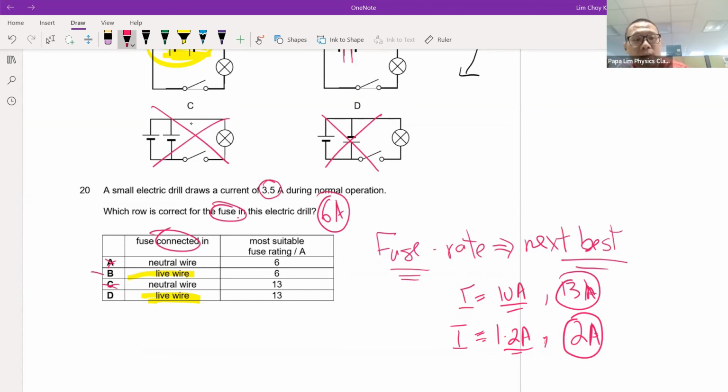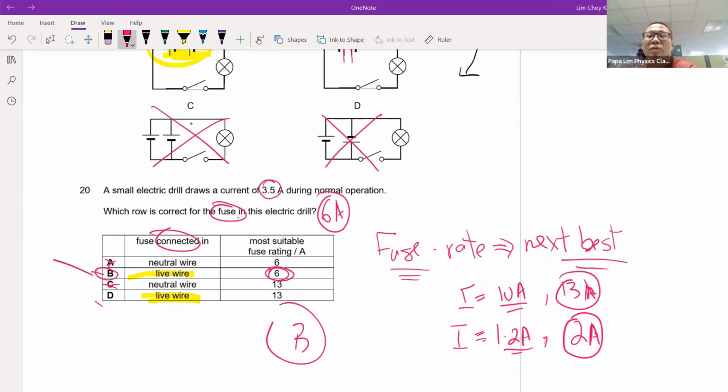So if you look at options B and D, the next best rating for a 3.5A working current will be 6A. That will be the most appropriate reading. Of course, I will not know if this is the exact reading, as it depends on what is available in the market. If the market has, let's say, a 5A fuse, I would definitely choose a 5A fuse rather than a 6A fuse. It depends on the particular appliance, its current rating and its working current. But for this case, between 6A and 13A, my best option is 6A. So my answer will be D.